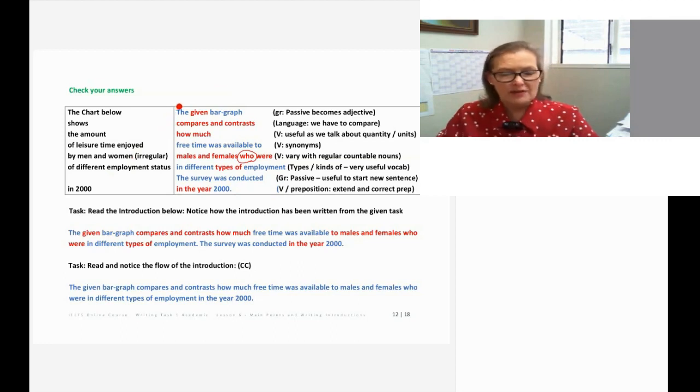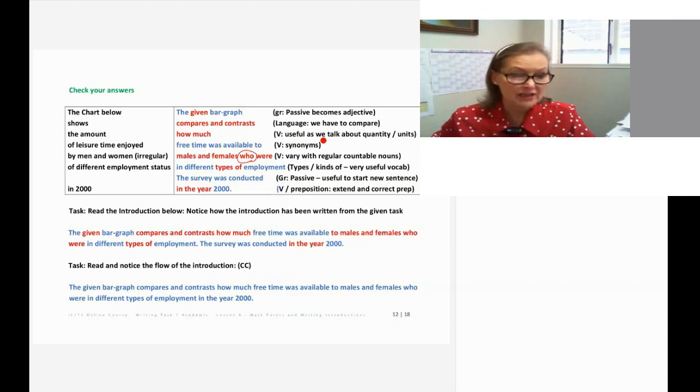Now, because I've got quite a lot, I could actually then have 2 sentences for my introduction, and I could say the survey was conducted. And once again, I'm looking at my content, my form. And this is a useful word too. The survey was conducted is another way to vary the way we write an introduction.